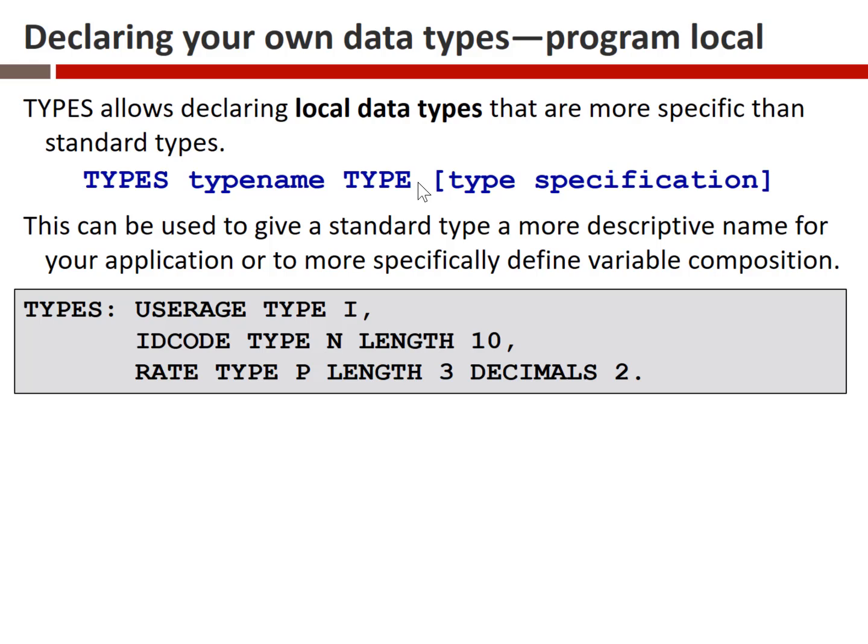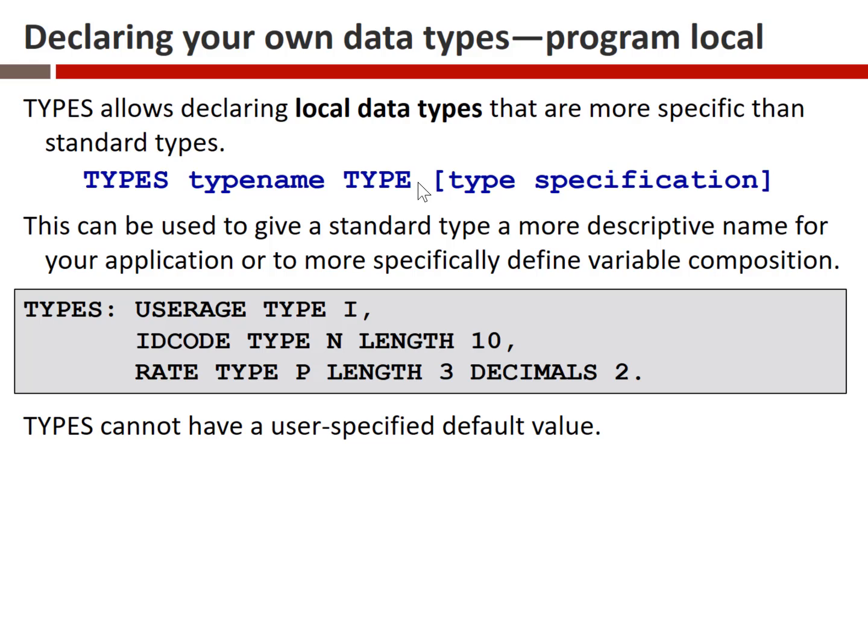Type ID code, TYPE N, LENGTH 10. Type rate, TYPE P, LENGTH 3, DECIMALS 2. So I have now just declared 3 different data types. What students will often make a mistake on, and I want to caution you, is this is a type declaration. So nowhere on what we're looking at here as far as what's projected have we created an actual data object. A type statement would be expected to later be followed by a data statement that would actually create a data object of a specified type.